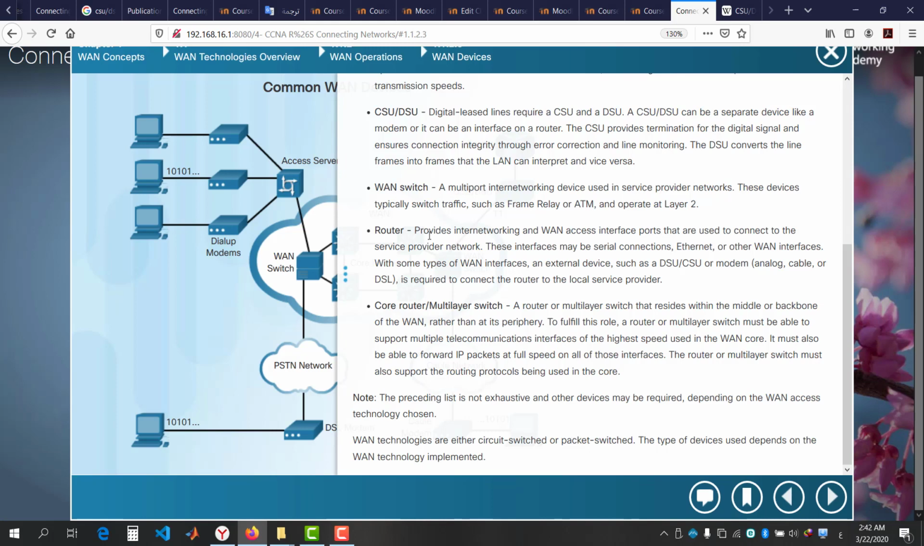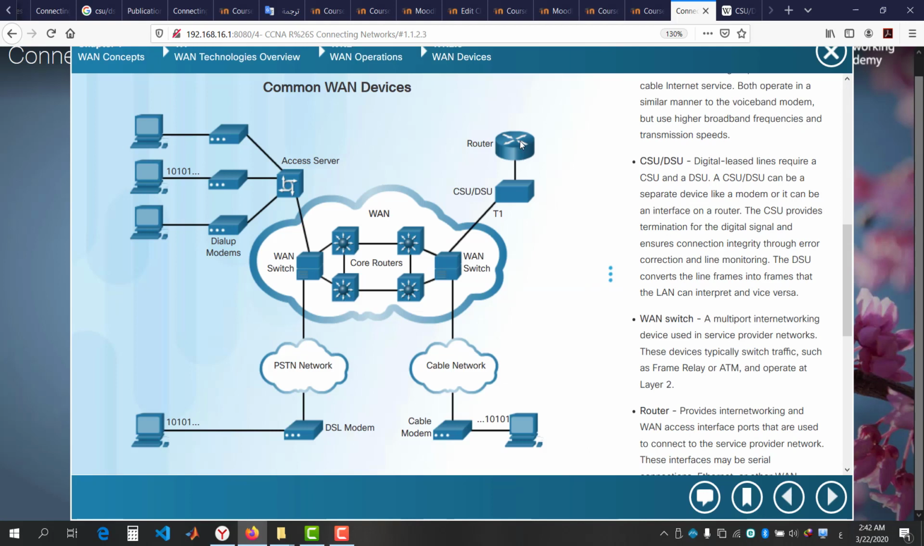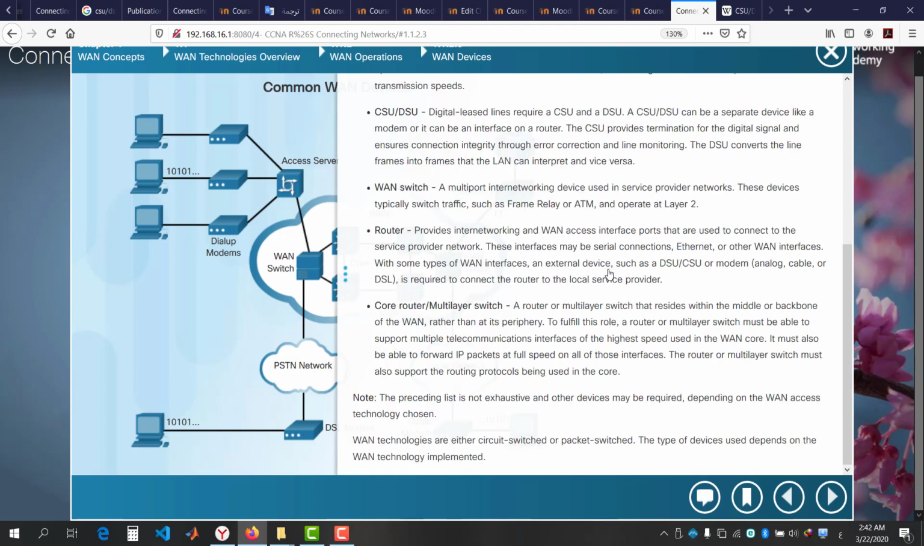The router here is the only router in the figure. The multi-layer switch or core router is another story. The router is a device that provides internetworking and WAN access interface ports that are used to connect to the service provider network. These interfaces may be serial connections, Ethernet, or other WAN interfaces. With some types of WAN interfaces, external devices such as a CSU/DSU or modem, analog, cable, or DSL is required to connect the router to the local service provider.